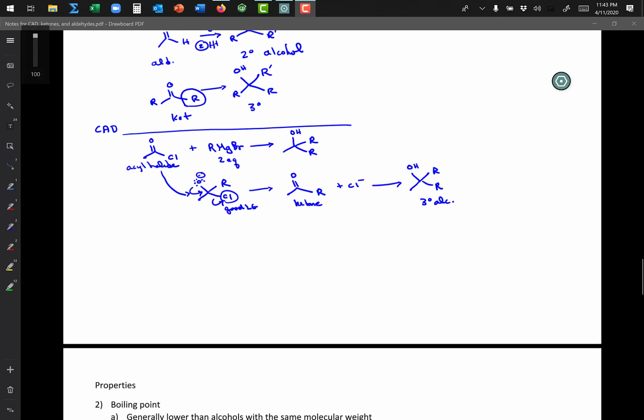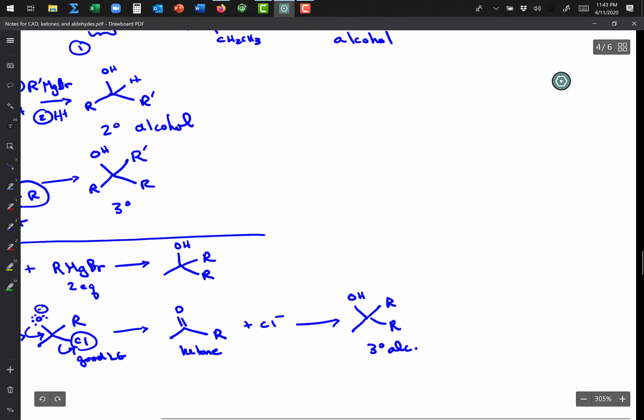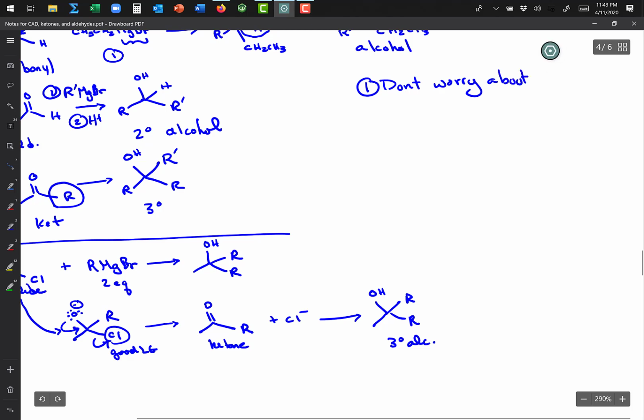Before I go on and talk about properties of these types of compounds, I really want to quickly list for you what you need to know out of all this, because I know it might seem a little bit overwhelming. One, you don't have to have the mechanisms for this section memorized, so don't worry about mechanisms. Now, it's important that you should be able to follow along a mechanism, but you don't have to have it memorized.